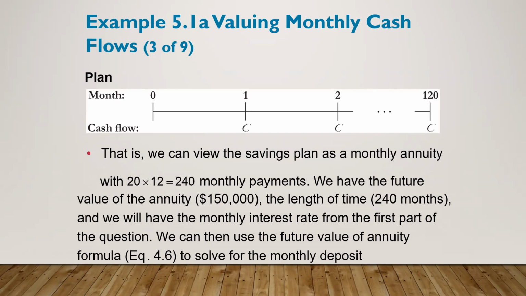And here you see the timeline. That is, we can view the savings plan as a monthly annuity with 20 times 12 equal 240 monthly payments. We have the future value of the annuity, which is $150,000. The length of time is 240 months. And we will have the monthly interest rate from the first part of the question. We can then use the future value of annuity formula in 4.6 to solve for the monthly deposit.